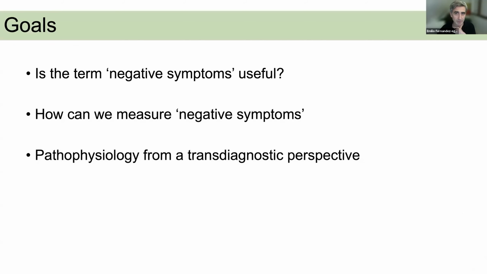But let me set from the beginning a set of goals. What is the talk about? A is whether we should be continuing using the term negative symptoms and whether that's useful or not. B is how can we measure the negative symptoms, or what we have been calling negative symptoms. And C will be the pathophysiology and how can we understand the concept of negative symptoms from a transdiagnostic perspective and not that much focus on schizophrenia.